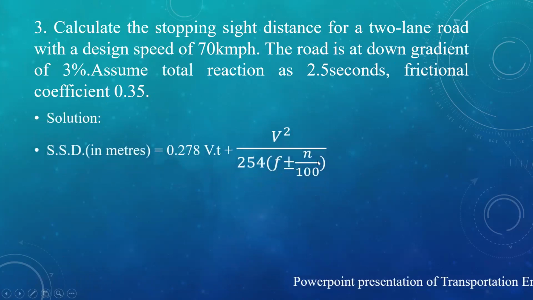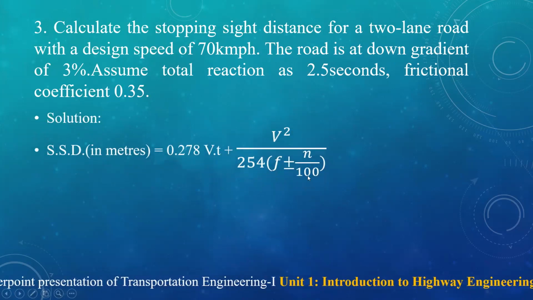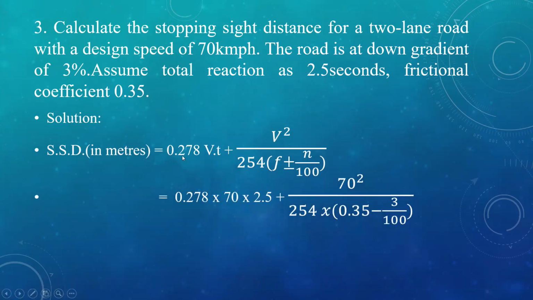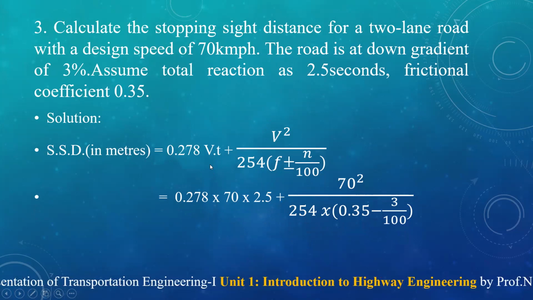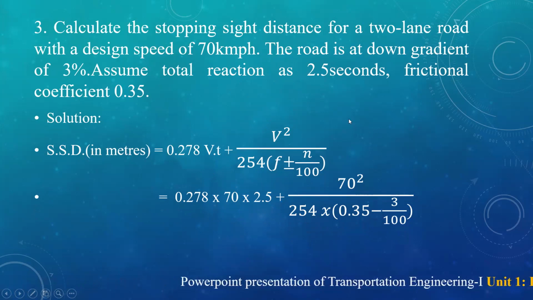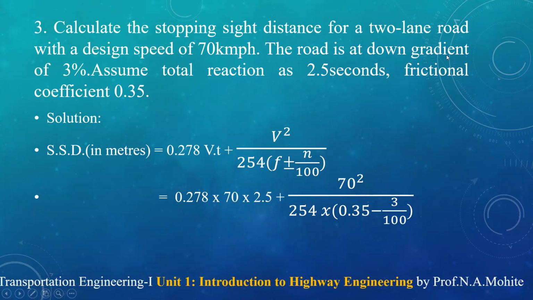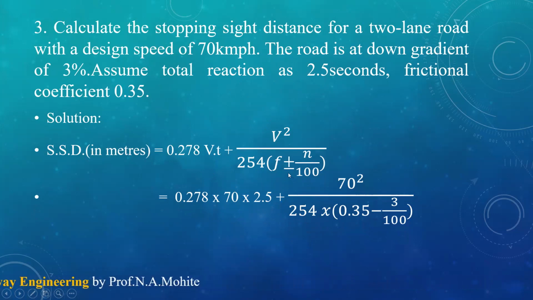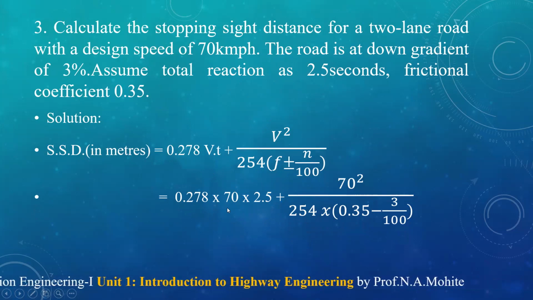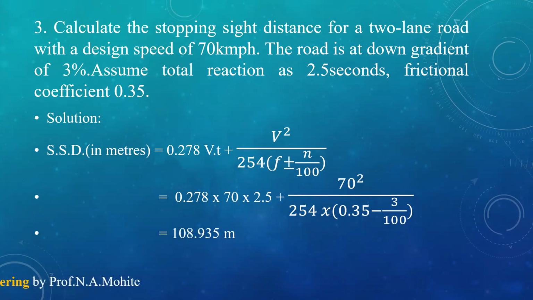In it, the plus or minus sign of the slope is added. So just substitute those values in this equation. So 0.278 into 70 into 2.5, where 70 is nothing but the design speed which is given, and the reaction time is also given as 2.5. Just substitute here. And as they have told that the road has a down gradient of 3%, we will use the minus sign. So 3% divided by 100. Now just calculate it.